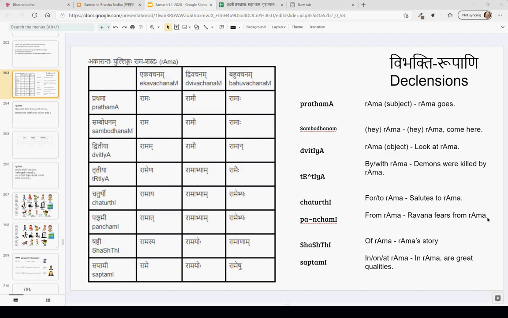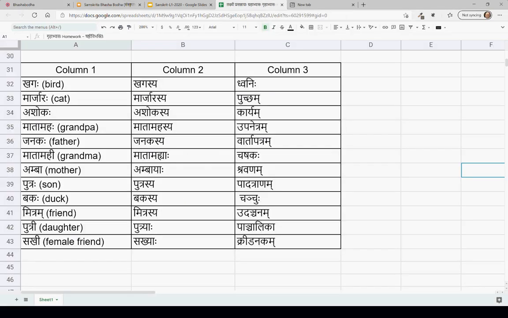Now coming to Shashti Vibhakti. Shashti Vibhakti indicates Sambandha. Sambandha means the relationship with another object in the Vakyam or the sentence. So we have seen many examples like that. The homework was about it.